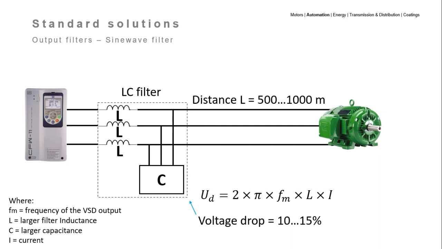The distance between the motor and the VSD can be up to 1,000 meters, so 10 times the standard distance between the drive and the motor when you are not using any filter. The voltage drop can be calculated using the formula below. The voltage drop equals 2 times pi times frequency of the VSD output times filter inductance times current, which is the same formula we used for the DVDT filter. On average, the voltage drop is between 10 to 15% in traditional sine wave filters, but more modern filters can reach lower values.